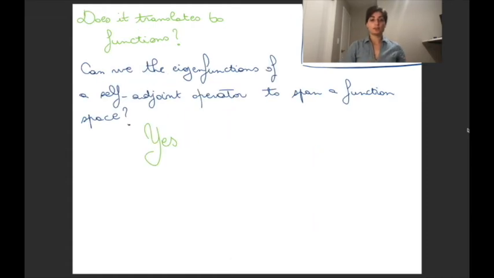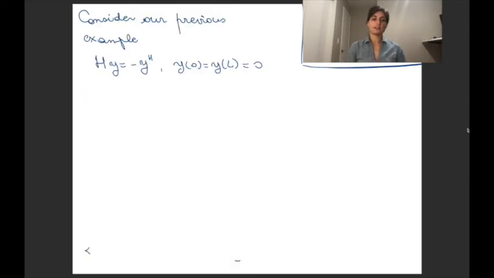Does it translate to functions? Can we use the eigenfunctions of a self-adjoint operator to span a function space instead of a vector space? Yes. Actually, it works exactly in the same way. You only have to think of functions in the same way as you think about vectors. And I'll try to explain how this works. Let's go back to our previous example. So we have our self-adjoint operator that takes y and returns minus y double prime. We have some boundary conditions.